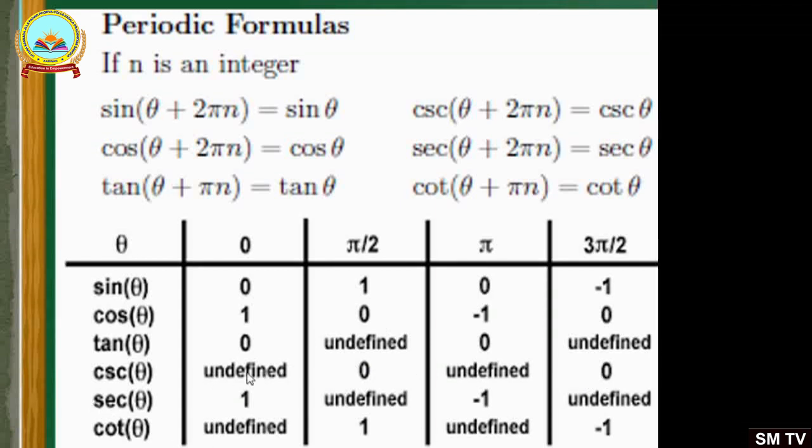And secant is the reciprocal of cos. Secant of 0 is 1, pi by 2 is not defined, pi is minus 1, and 3 pi by 2 is not defined. Cot is the reciprocal of tan. Cot of 0 is undefined, pi by 2 is 0, pi is undefined, and 3 pi by 2 is also 0. The values of cosecant and cot were just interchanged, so this row is cot and that row is cosecant.